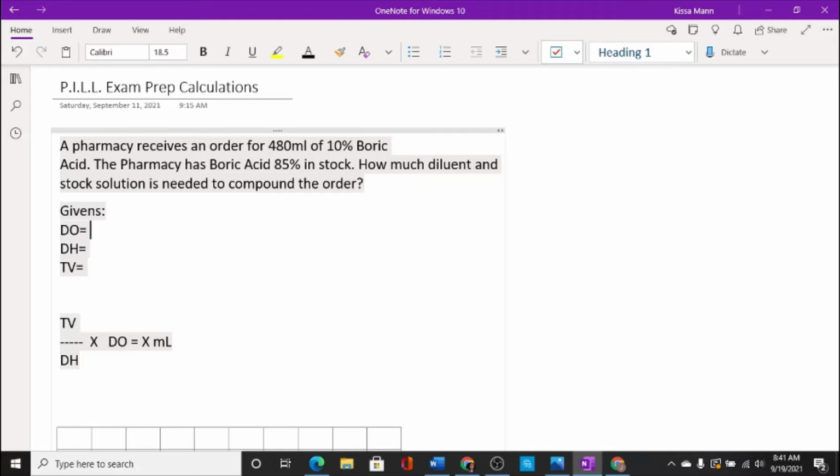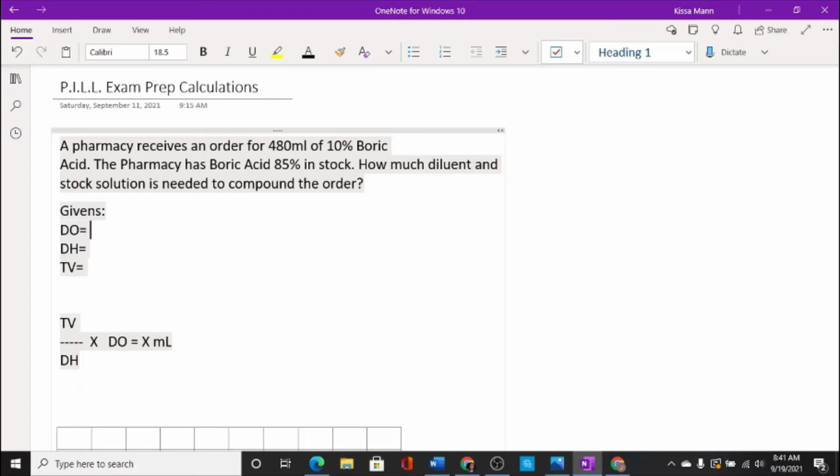We have a variable that's missing. Usually you would see this type of equation and you would think maybe an alligation formula, but we do not have the concentration of our diluent in order to perform an alligation equation. So the textbook wants us to utilize the formula total volume over dose on hand multiplied by dose ordered.